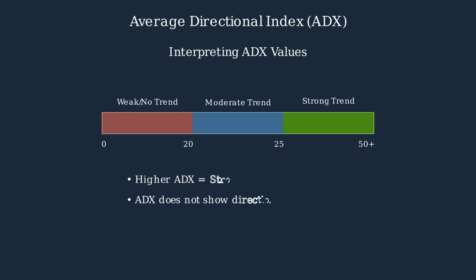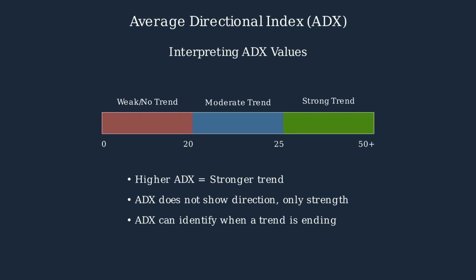It's important to remember that ADX only tells you about trend strength, not direction. A high ADX value could indicate either a strong uptrend or downtrend. When ADX begins falling from high values, it can signal that the trend is weakening and may be coming to an end.